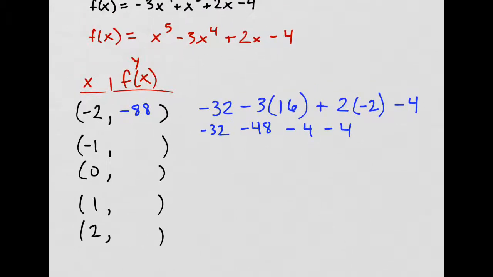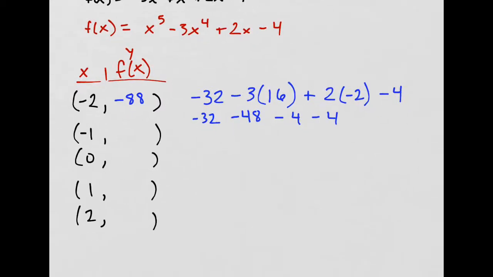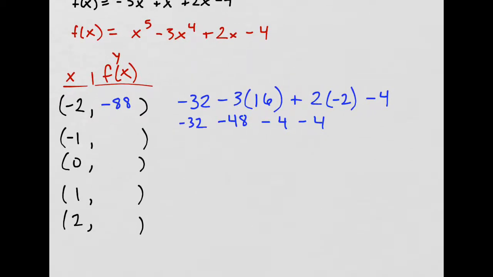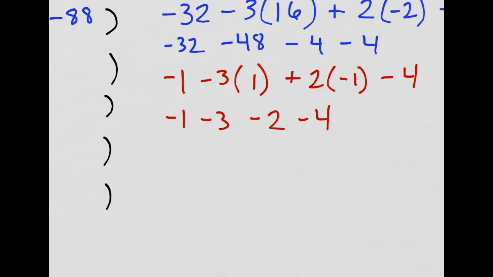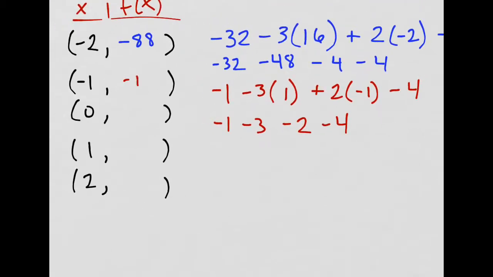I'm not going to be able to put that on my graph, but that's okay. And then I'll plug in a -1. What happens when I plug in a -1? I'll alternate colors. So -1 to the fifth is just -1. Minus 3 times -1 to the fourth, that's +1. Plus 2 times -1 minus 4. And that's the same thing as -1 minus 3 minus 2 minus 4. These are all negatives, so I can just add them all up. That would be -10.